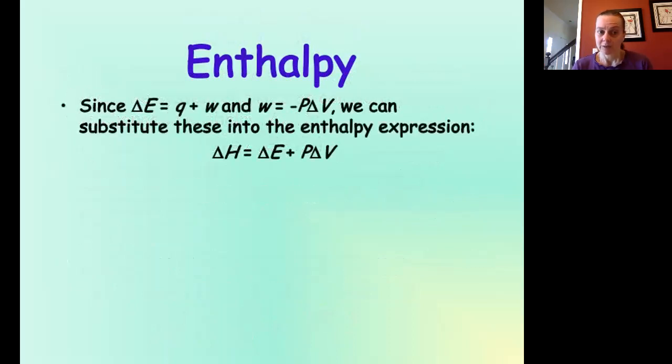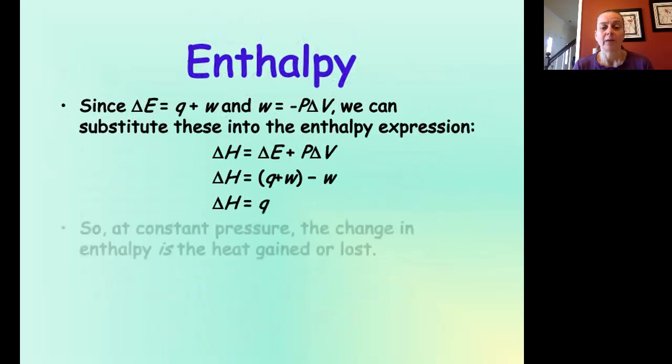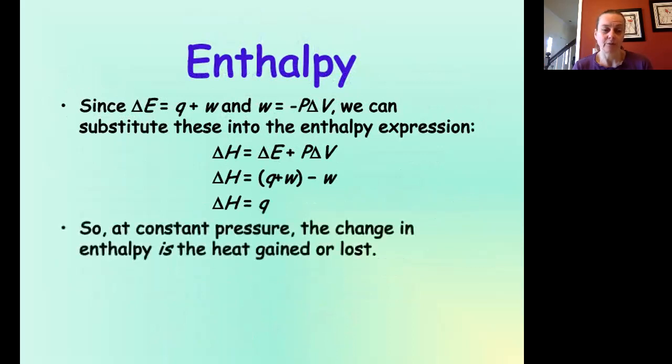Since the change in internal energy is heat plus work, and work is negative pressure times the change in volume, when we substitute these in, we get that delta H equals Q. So if we're working at constant pressure, which we almost always are in the AP chemistry world, the change in enthalpy is the heat gained or lost. So we will, from here on out, use the terms enthalpy and heat interchangeably, okay?